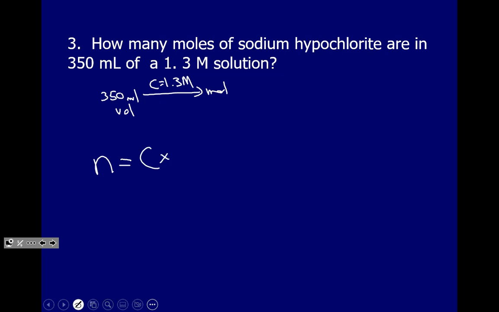C times V. And it is 1.3, capital M is fine, times, what do I have to put in here for that volume? 0.35 liters, because that's in moles per liter. And how many moles is in that little bit of liquid? 0.455 moles.